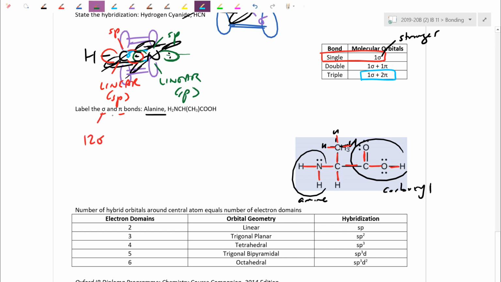I only get a pi bond when I start getting double bonds and triple bonds. A double bond, at least one of them is a pi bond. I only have one double bond here, so I have 1 pi bond. So you see the questions are actually fairly simple, although the theory is a little bit crazy.